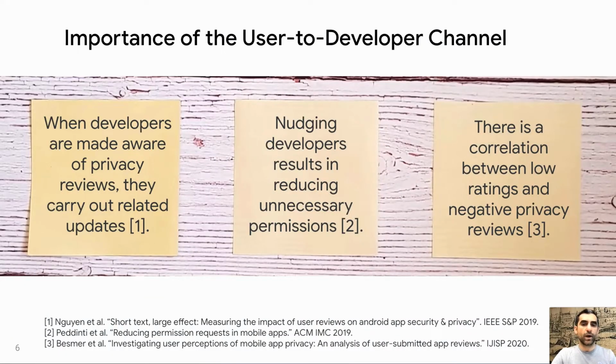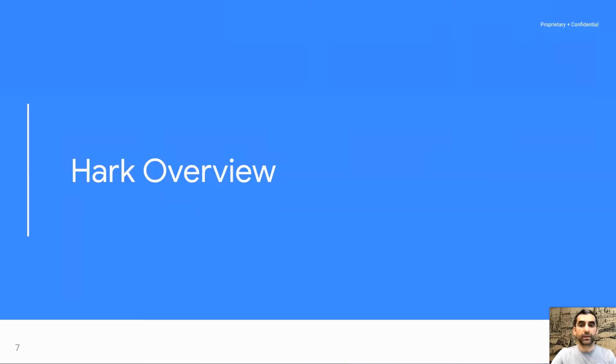One might ask, why is the user-to-developer channel important? Previous works suggest that the developers who are made aware of privacy reviews tend to carry out related updates. In the permissions context, nudging developers results in reducing unnecessary permissions. It has been also shown that there is a correlation between low app ratings and negative privacy reviews, which can serve as a motivation for developers to act.